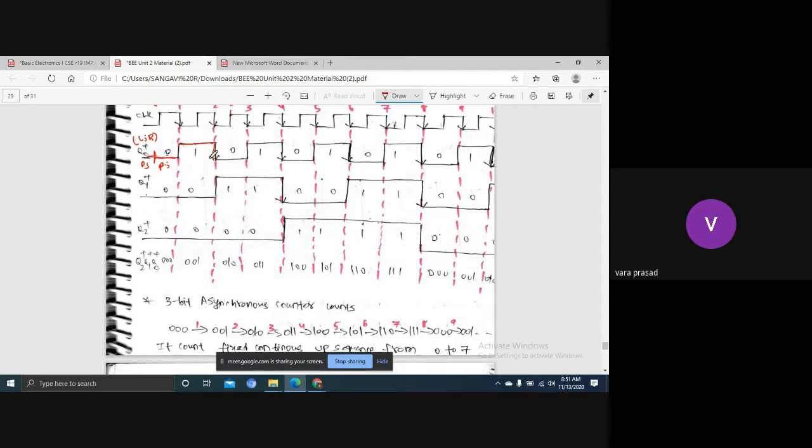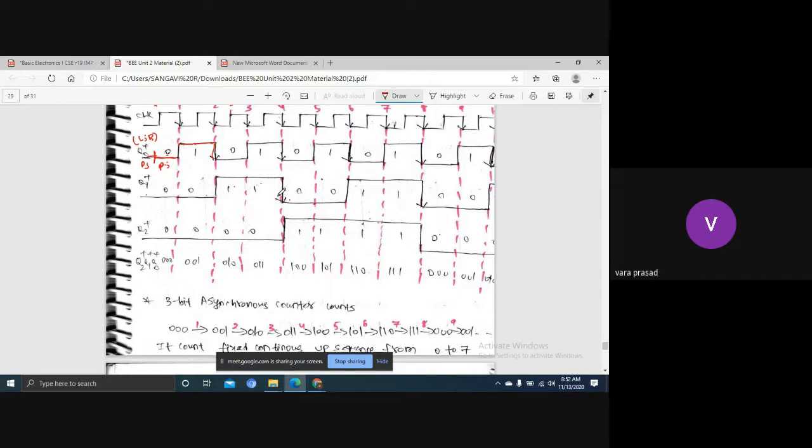Same. Clock is there, change 0 to 1, complement. Here the clock is absent, same. Clock is present, changing 1 to 0. Here the clock is present, 1 to 0. Here the clock is absent, same. For Q1 plus, Q0 plus is the clock, please keep in mind. Here the clock is present, that's why it is changing. Absent, same. Present, changing 1 to 0. Absent, same. Now for Q2 plus, Q1 plus is the clock.